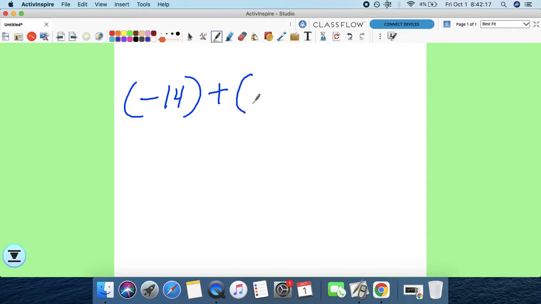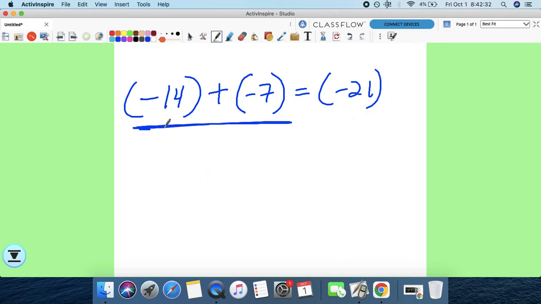And how do we represent that drop? We represent that drop with negative 7. So that's the number sentence that I'm looking for. And then you can obviously figure out that the temperature is negative 21. So this is what I want you to start with.